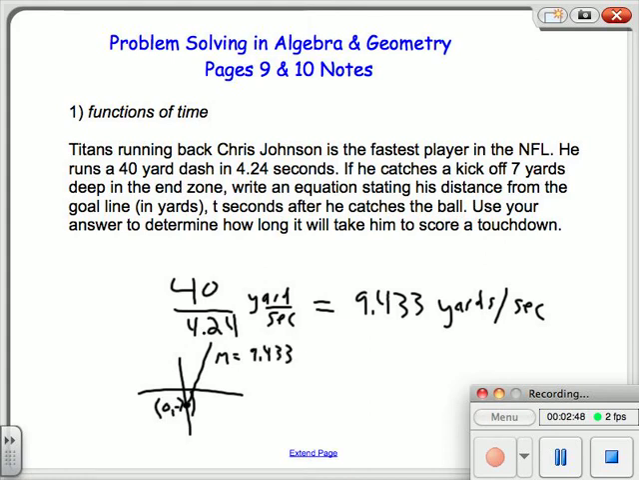9.433 yards per second. So if we label our axes, we're going to realize that we have time in seconds, and we have distance, our y value, in yards.